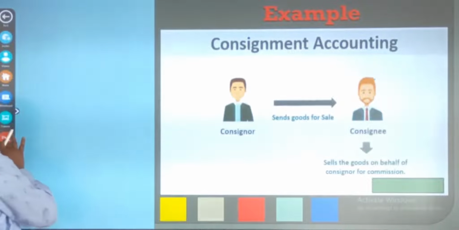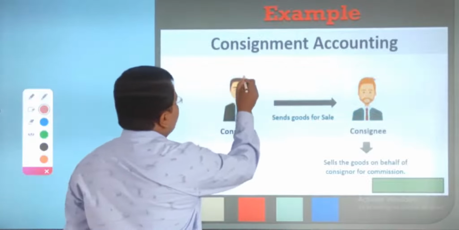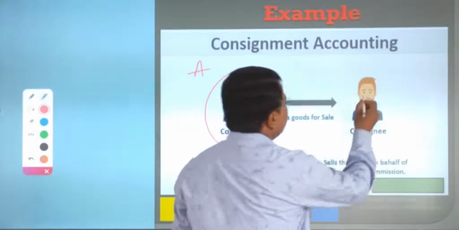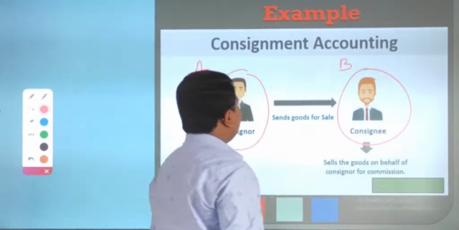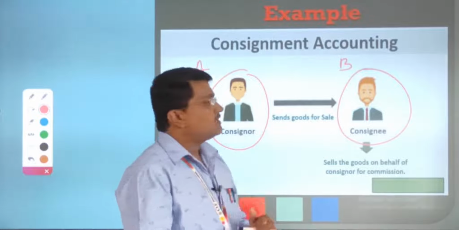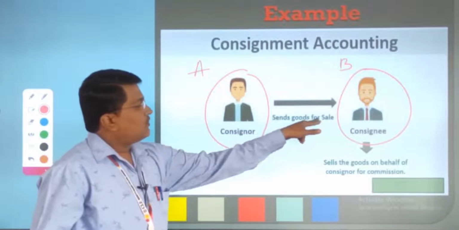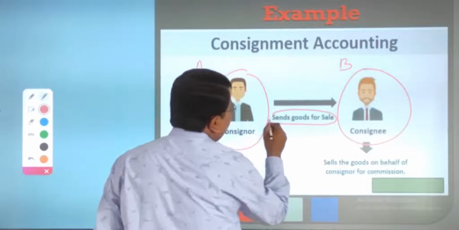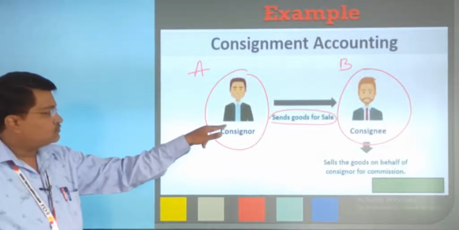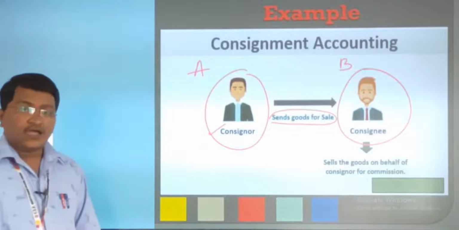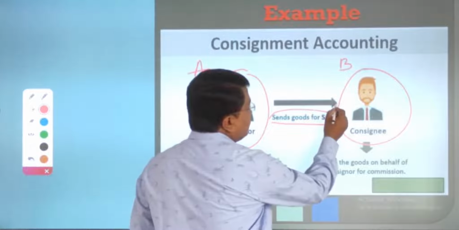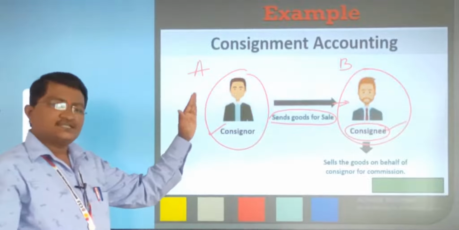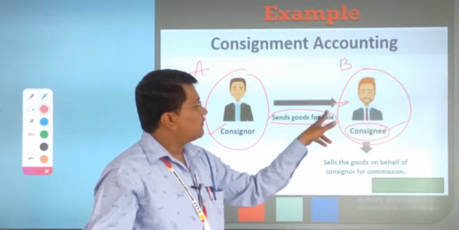So let's see here. As I have taken an example of A and B, this person I named as A and this person I named as B, right? So here A sends goods to B for sale. So he is the sender of goods, so A is called consignor, and in the same case B is the receiver, so he is known as consignee. So note that A is the sender of goods, so consignor. B is the receiver of goods, so consignee.